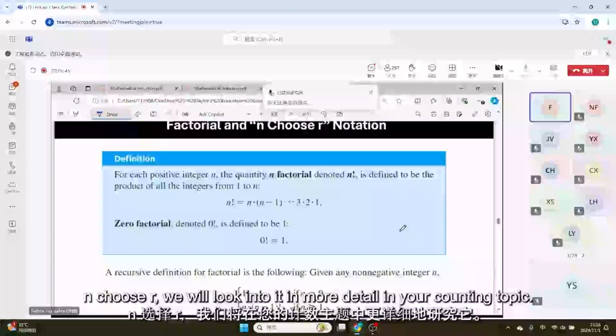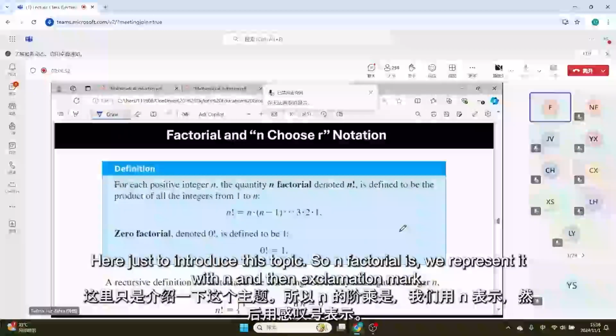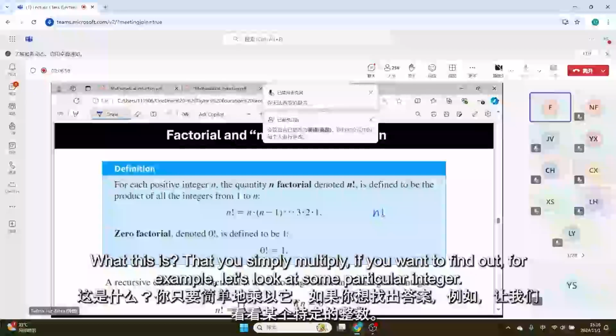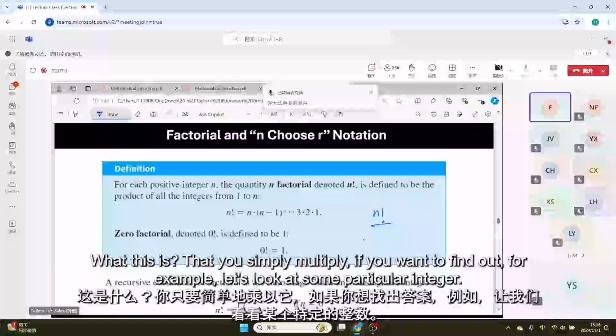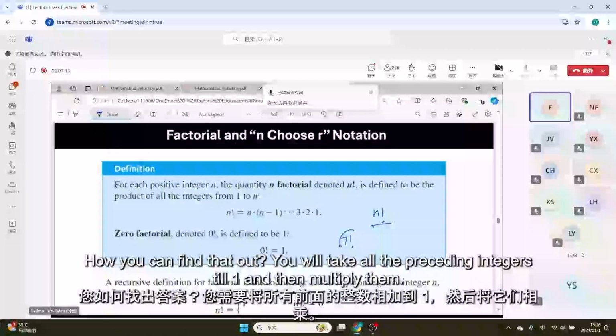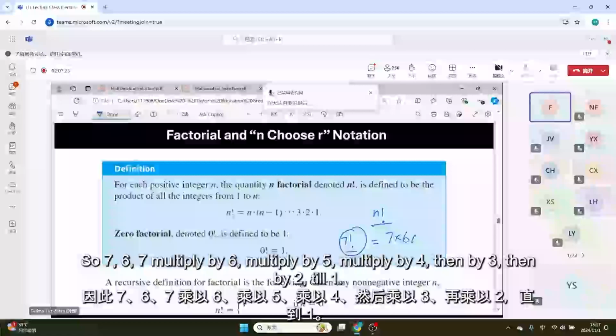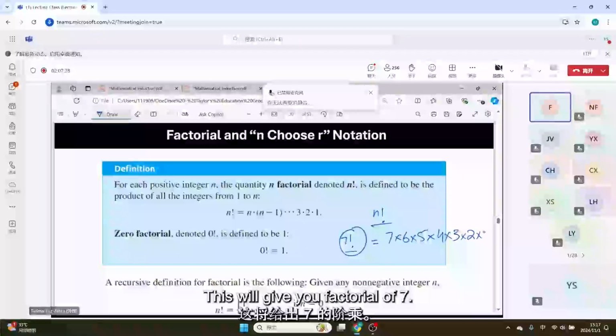N choose r, we will look into it in more detail in your counting topic. Here, just to introduce this topic. So n factorial, we represent it with n and then exclamation mark. What this is, that you simply multiply. If you want to find out, for example, let's look at some particular integer. Let's say you want to find out 7 factorial. How you can find that out? This is the representation. You will take all the preceding integers till 1 and then multiply them. So 7 multiplied by 6 multiplied by 5 multiplied by 4, then by 3, then by 2 till 1. This will give you factorial of 7.